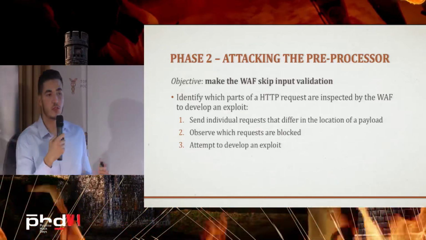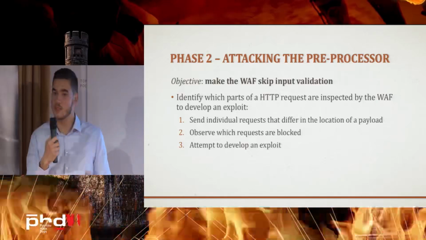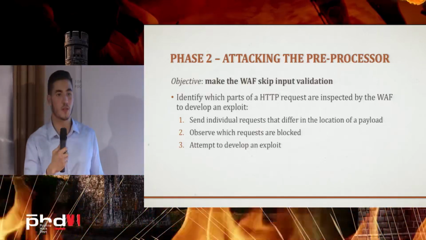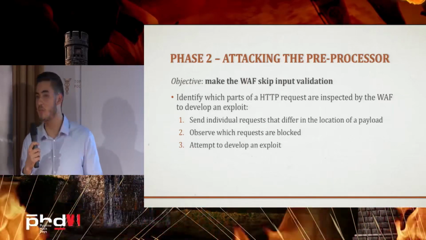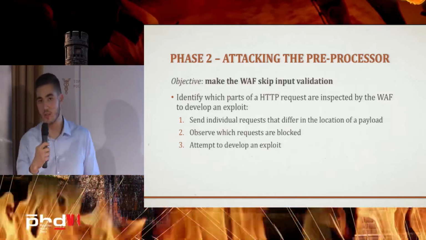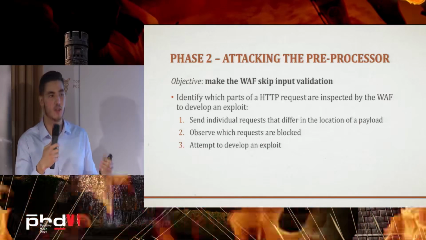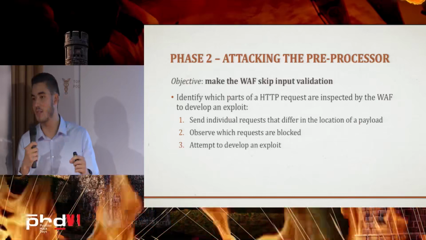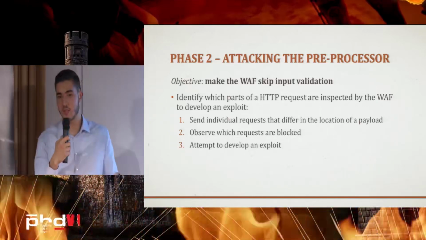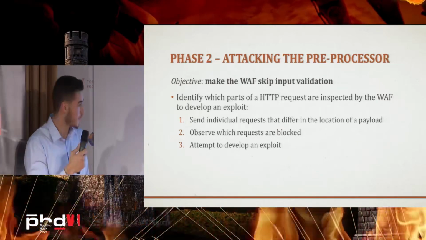To do that, we try to identify which parts of the HTTP requests are inspected by a WAF and which not. For instance, I had once a WAF where the cookie parameter or the user agent parameter was not inspected. So I could put in everything that I want. Okay, that's the first step. If you then find a vulnerability, or if you find an application that uses the user input or the cookie to, for instance, update the database or something, then you might find a bypass.